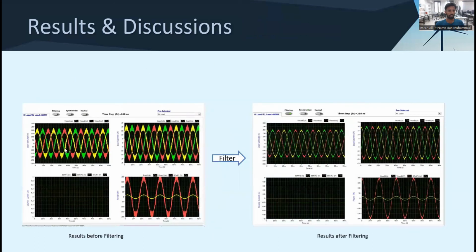This result shows that before filtration, there is a fluctuation in the voltage waveform, and there are also harmonics of DC, or we can say DC components, in the output voltage waveforms. After using the filtration, we can see that there is no DC component and no fluctuation in the voltage waveform. It's a smoother and very fine waveform.